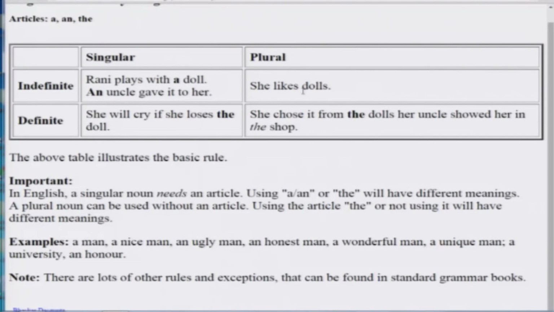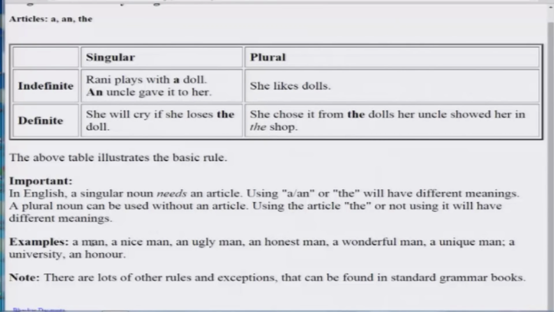She likes dolls. Okay. Now, whether to use the or not, in the two cases the meanings will be slightly different. And sometimes it will be considered a mistake if the identification is already there, if the context is already clear and you don't use the, then in some cases it may be a mistake. Okay.